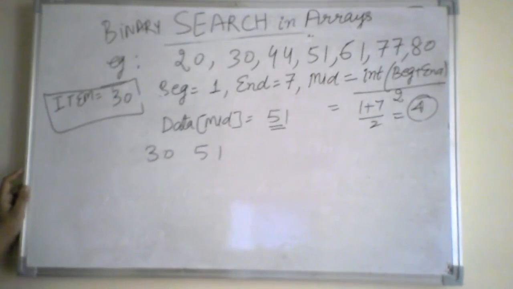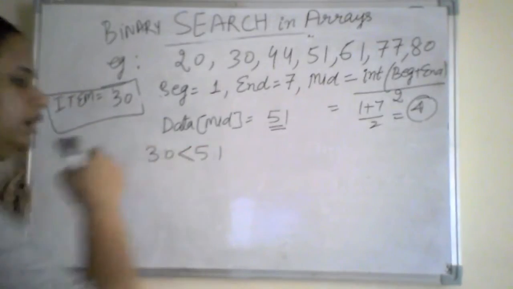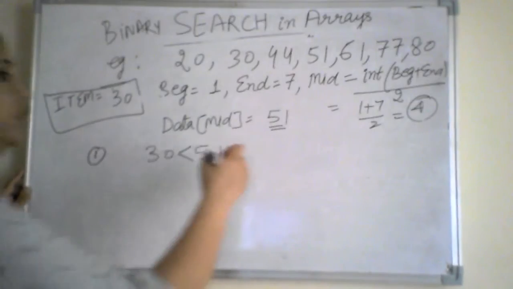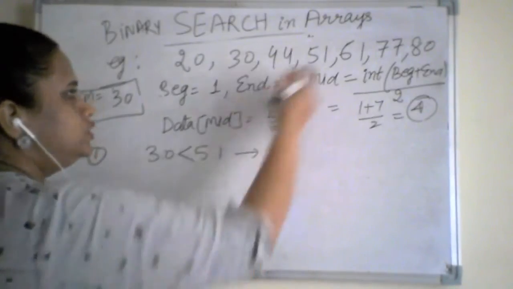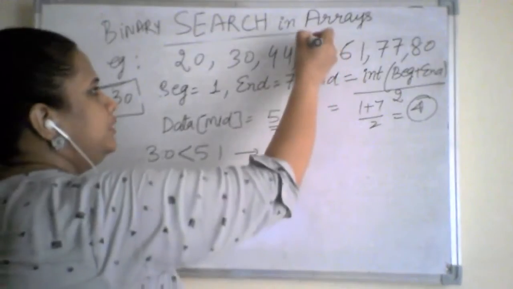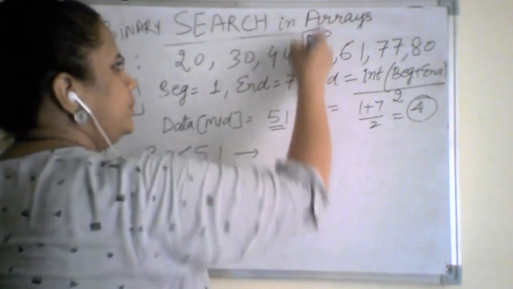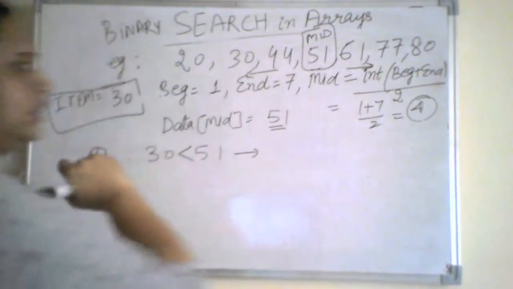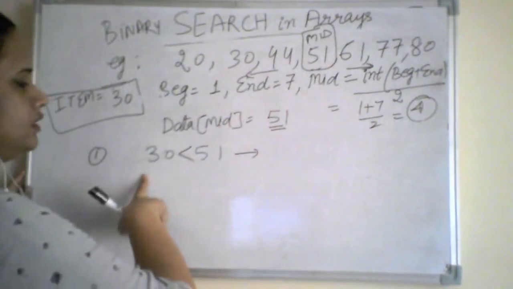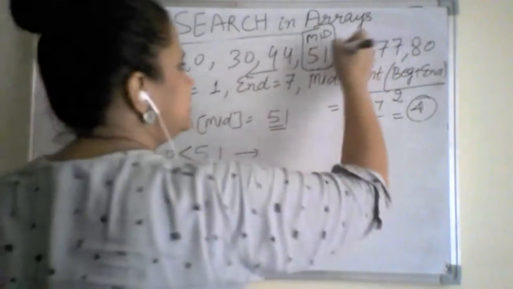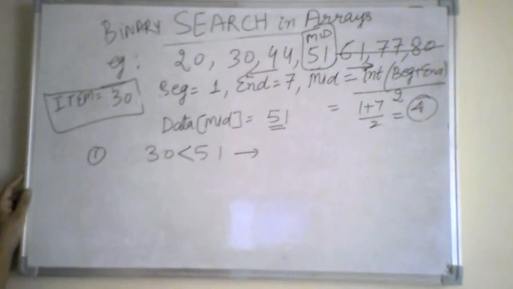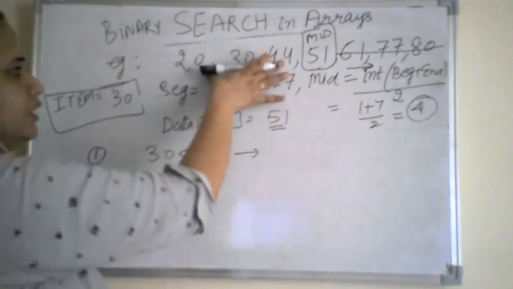In this case, 30 is less than 51, right? So what will you do next? This is my first step. So 30 is less than 51. This is my mid value. This is the second portion, and this is the first portion here. It means my data is less than 51, so I will be discarding the second portion of my data. When I discard it, I will be left with these elements.